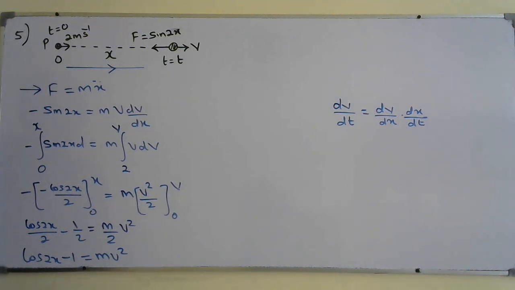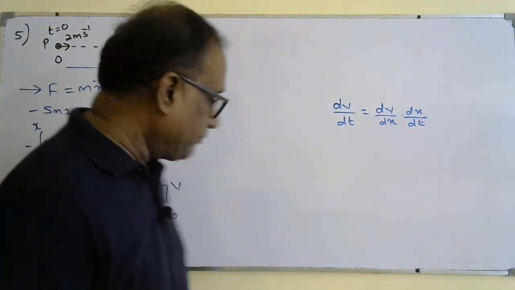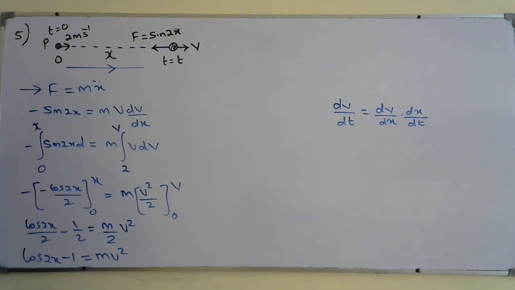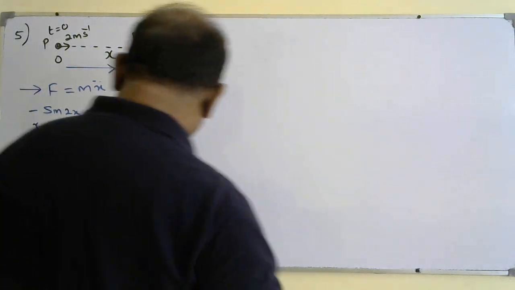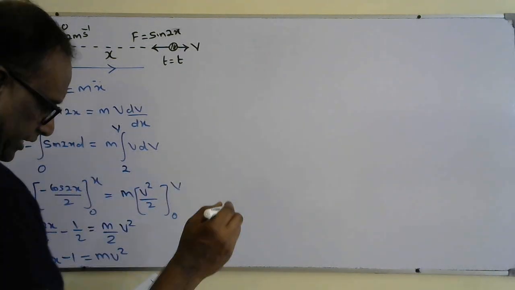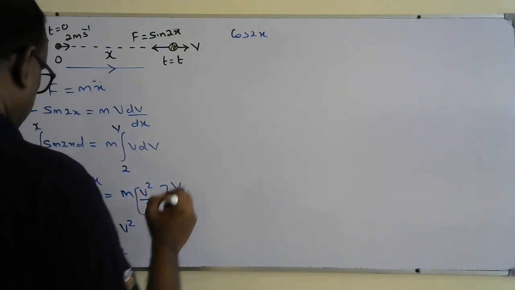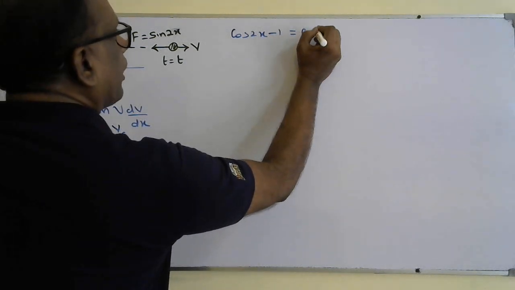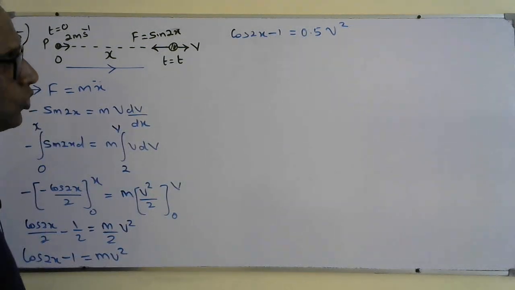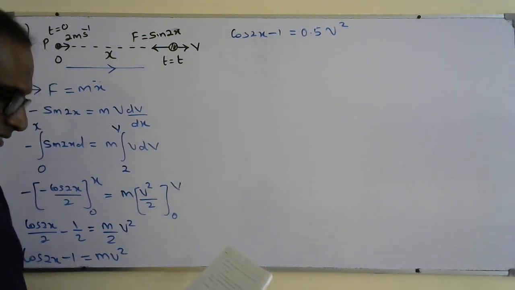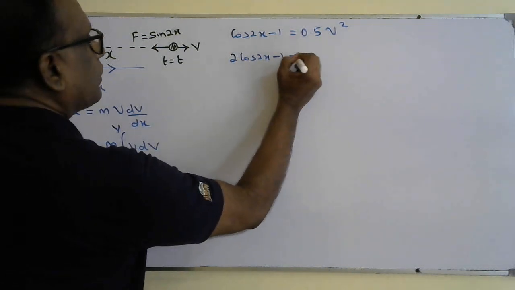We know the mass. Mass of the particle is given. It is 0.5 kilograms. We'll substitute the mass here. So cos 2x minus 1 equals 0.5 v squared. So 0.5 means half. So multiply the whole equation by 2, whatever it is, it's not an issue. So that's going to be 2 cos 2x minus 1 equal v squared.